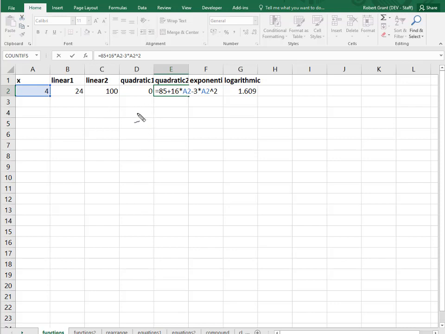In this one, if the function was y, that would be y is equal to 85 plus 16, where A2 is referring to the x, and then minus 3, where A2 is x again, so x squared. So this is showing 85 plus 16x minus 3x squared.